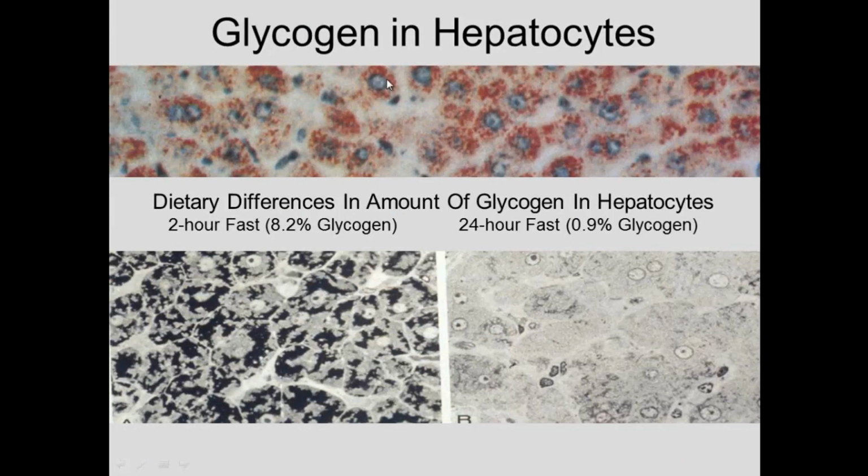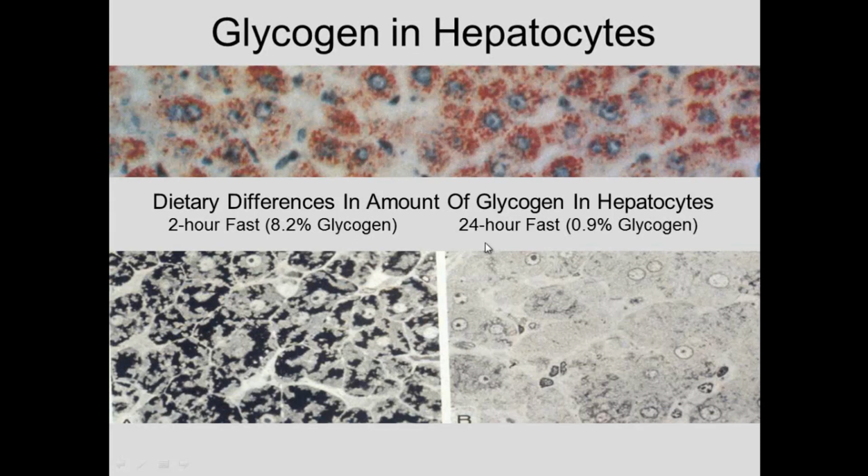In the hepatocytes here, there's a nucleus and then there's cytoplasm, which is shown as glycogen. Stained for glycogen, you can see the red structure is glycogen. This we can see is glycogen too. It's not stained red, it's just a black and white image. But this is 2 hours after a fast, and you see 8% of the hepatocyte is glycogen.